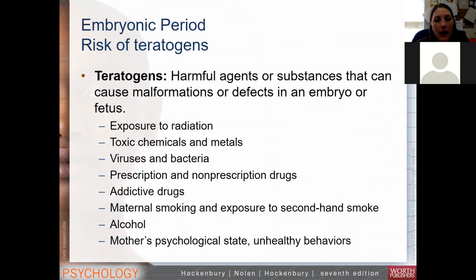Any kind of toxic chemicals or metals, like lead paint, can cause issues with the embryo or fetus. Any kind of viruses or bacteria can kill the embryo or fetus. It can also cause a lot of issues. When we get to abnormal psychology, the last chapter in the class, we're going to talk about the link with viruses in utero. A woman who's pregnant gets sick with a particular virus, and that gets passed through the bloodstream to the fetus. That can actually put you at risk for developing schizophrenia.